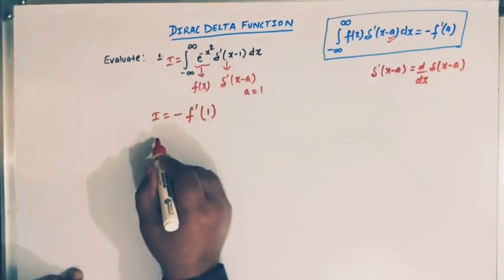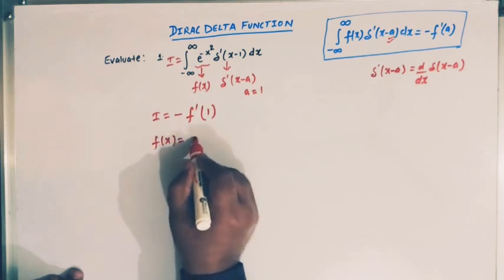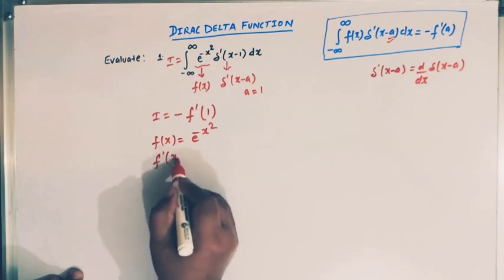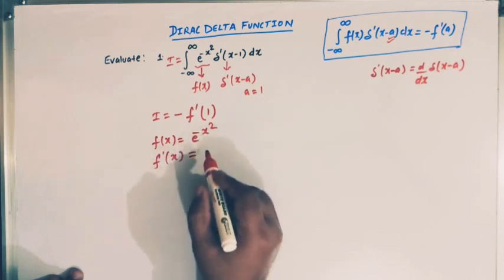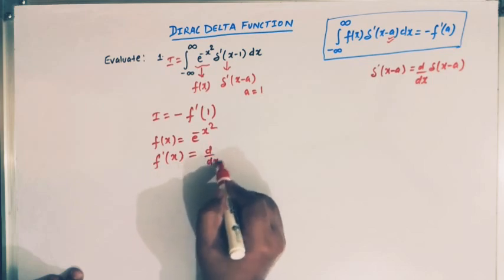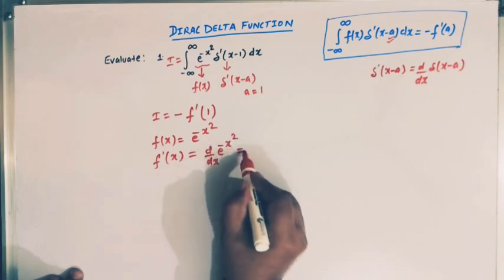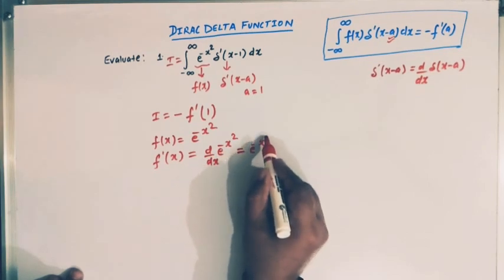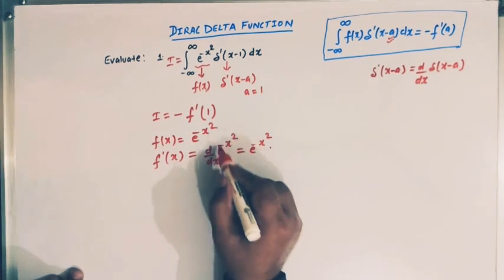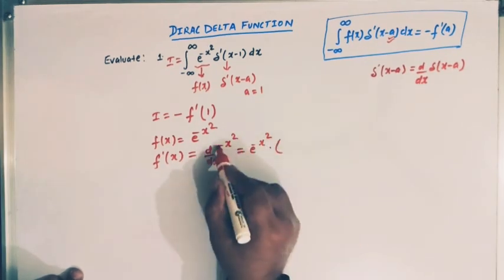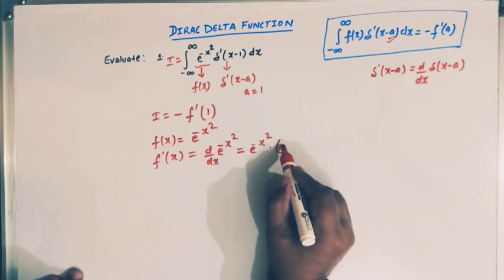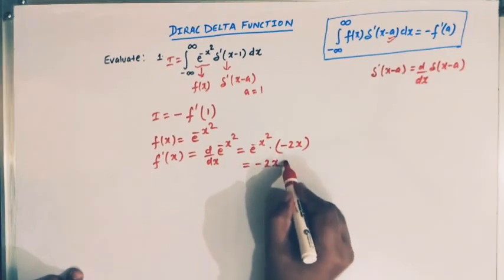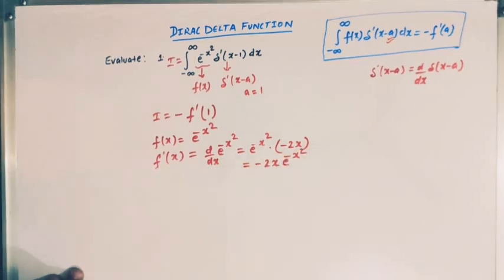Okay, so now we have f of x, which is e raised to minus x square. Let us find the derivative of this function. So this is d by dx of e raised to minus x square, and the derivative of e raised to minus x square is e raised to minus x square, and by chain rule we have the derivative of minus x square, which is equal to minus 2x, right? So we have minus 2x e raised to minus x square, right?